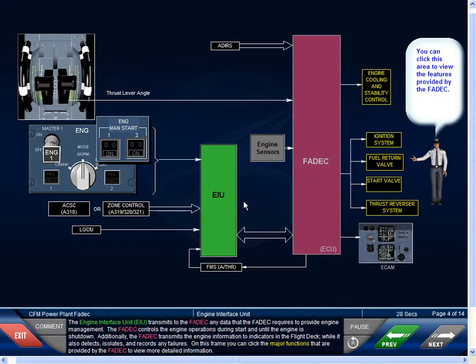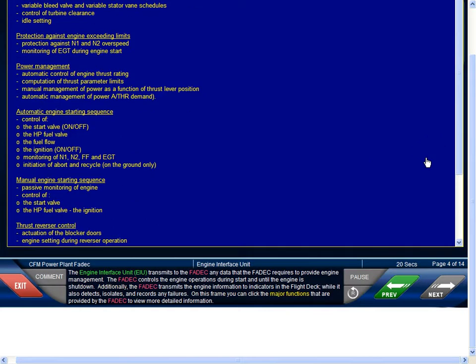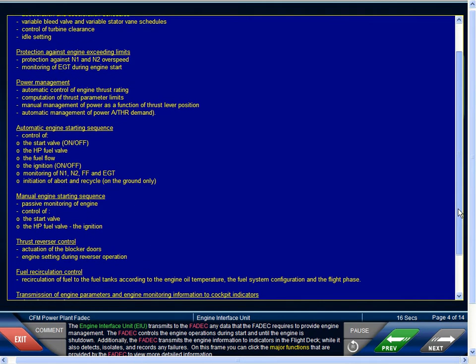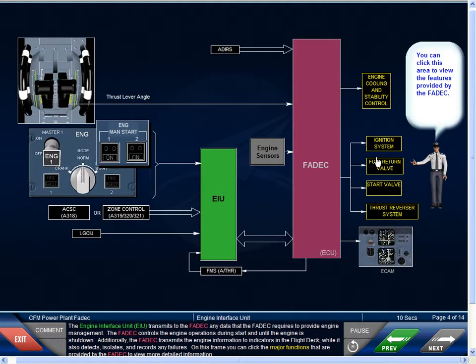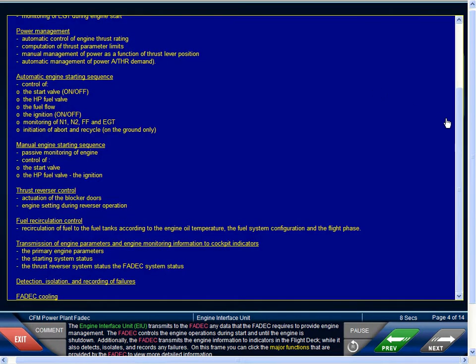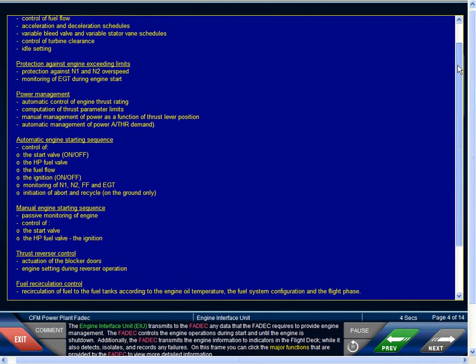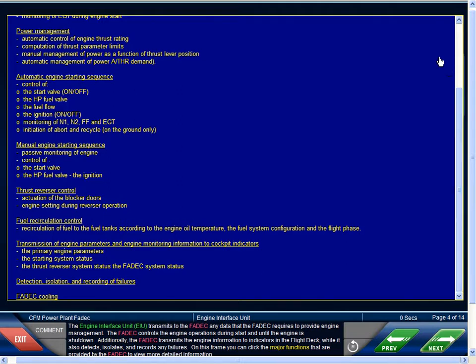The Engine Interface Unit, or EIU, transmits to the FADEC any data that the FADEC requires to provide engine management. The FADEC controls the engine operations during start and until the engine is shut down. Additionally, the FADEC transmits the engine information to indicators in the flight deck, while it also detects, isolates, and records any failures. On this frame, you can click the major functions that are provided by the FADEC to view more detailed information.